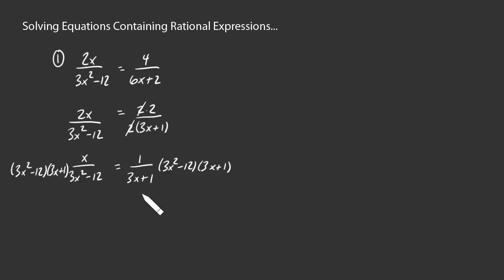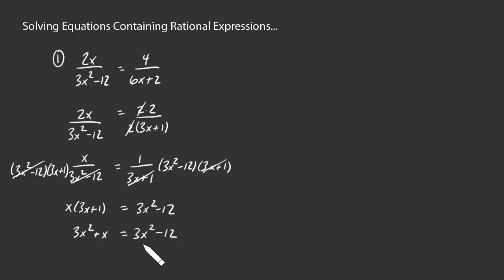But if we proceeded with that, then the 3x squared minus 12 here and here cancels off. The 3x plus 1 here and here cancels off, and you're left with x times 3x plus 1 equals simply 3x squared minus 12. Okay, the fractions are gone. If I distribute this x, I'm going to be left with a quadratic equation, right? So we have 3x squared plus x, distributing that x to both terms, and 3x squared minus 12 on the right.